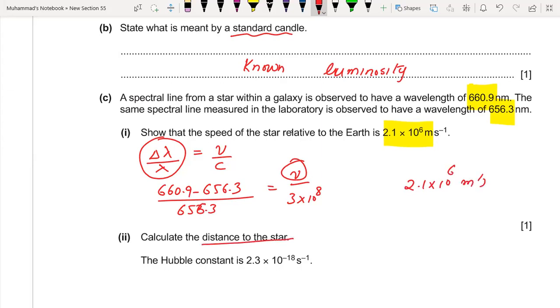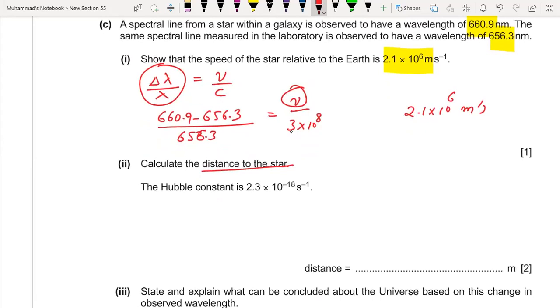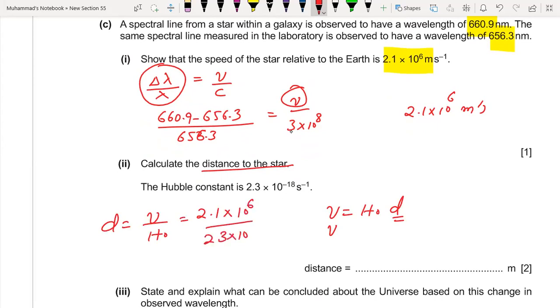Calculate the distance to the star. The Hubble constant is this. For this purpose you will use Hubble's law, which states that speed of recession is Hubble constant times d. We have to find d, that is speed over Hubble constant. So speed we have calculated in the previous part, divided by the Hubble constant, which is given in standard units. So the distance of that star from the Earth, if you calculate that, you will get 9.1 into 10 to the power 23 meter.